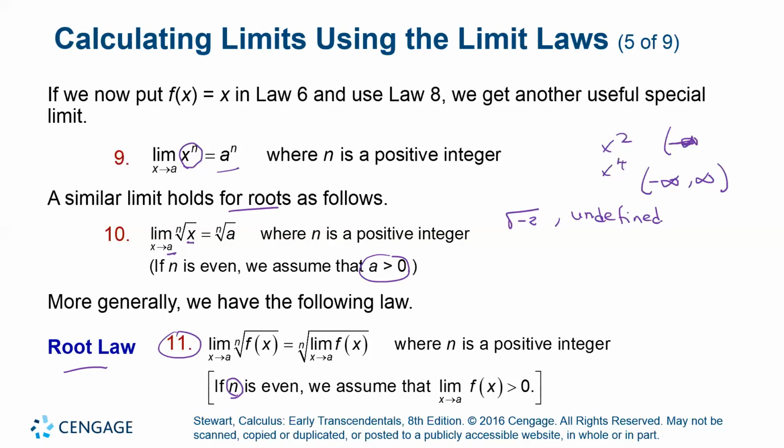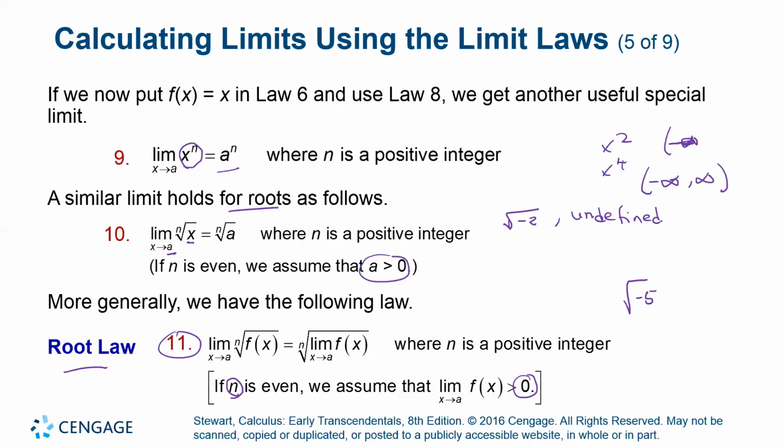Now the question is that it's very important. If n is even, then we assume that this limit under the radical sign is greater than 0. If it's not greater than 0, then of course you cannot evaluate something like -2, as I've indicated here, or -5, for example. You cannot, it's undefined, or it's not a real number. It is a complex number.